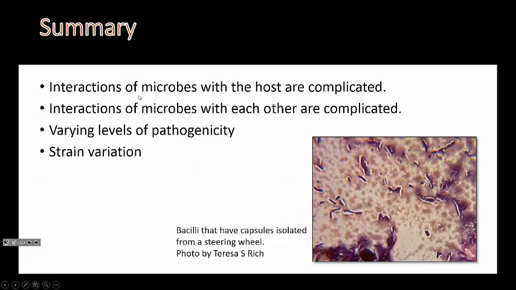In summary, interactions of microbes with the host are complicated. Interactions with microbes with each other are complicated. We're going to get more into that part. And there are varying strains of pathogenicity. So you've got some that don't cause very severe disease, you have some that cause severe disease, and then we have strain variation within the microbes that are a part of the human microbiome. So depending upon the strain, they may be your friend or they may be a true pathogen. So hopefully this helps you understand the difference between mutualistic symbionts, opportunistic pathogens, and what I'm calling true pathogens. And hopefully it also helps you feel like not all germs are bad.